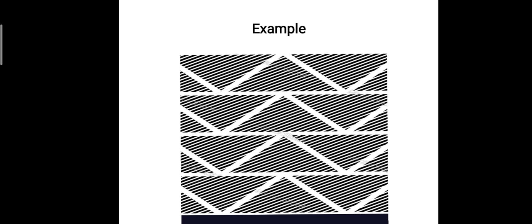See the example. There are so many zigzags, right? When you make a scenery, you make mountains, right? So these mountains are also an example of slanting lines.